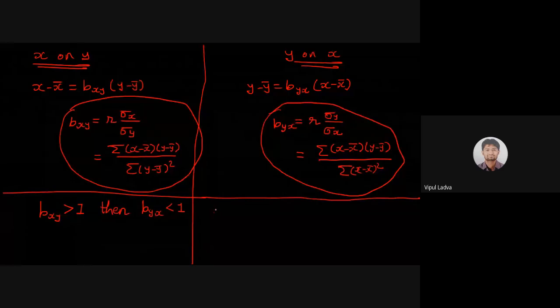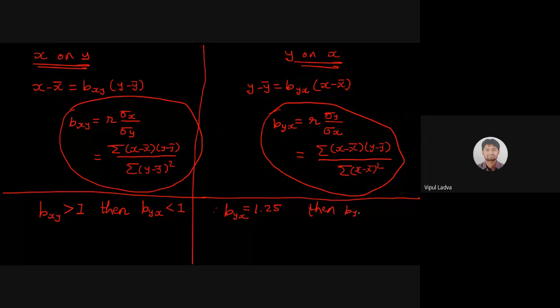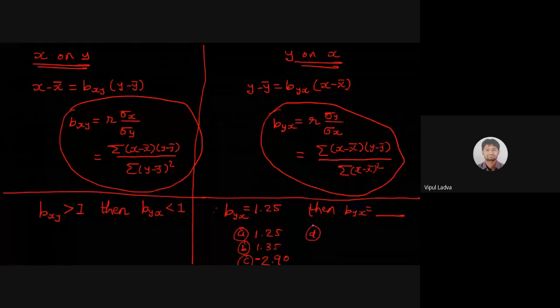If in some bivariate data one of the regression coefficients bxy has a value 1.25, then byx will have the value dash. I am writing four options below: a 1.25, b 1.35, c negative 2.90, and d none of these.